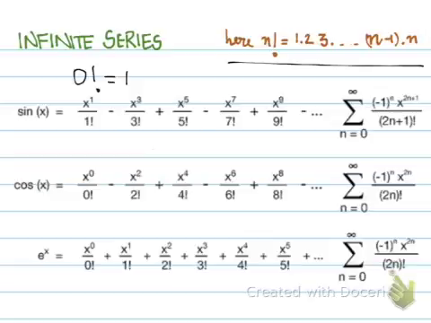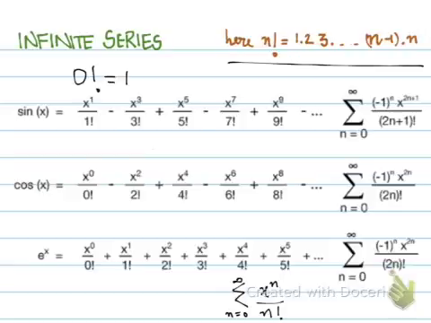Next is the exponential function e to the power x, which is a very important expansion and can be easily understood. It is 1 plus x upon 1 factorial plus x square upon 2 factorial plus x cube upon 3 factorial, and so on. Let me write it here: sigma of x to the power n over n factorial, where n starts from 0 to infinity.